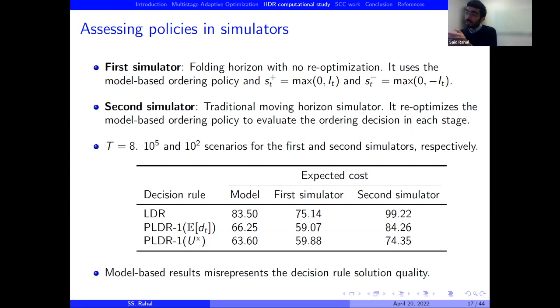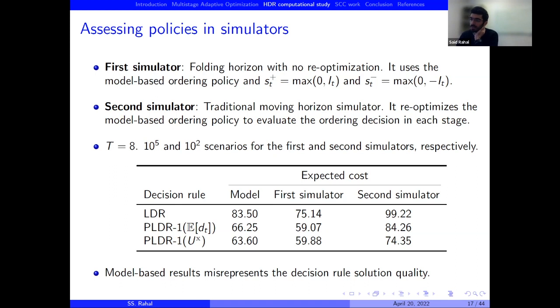And the second simulator is the traditional moving horizon, or what others call a rolling horizon simulator, where reoptimization is done at each time stage, like for 8 time stages, and given a number of scenarios for each simulator.